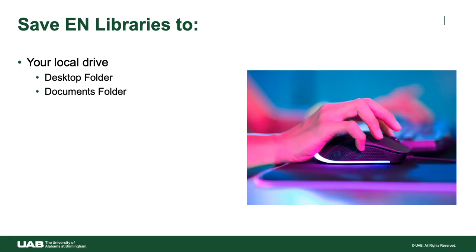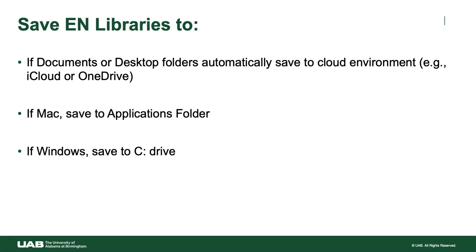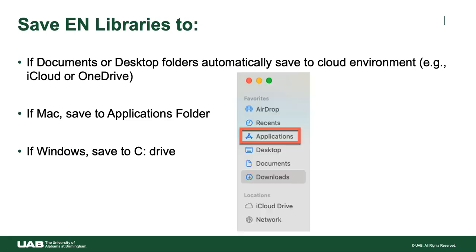Now you need to save your library to your local drive. That's often your desktop folder or your documents folder. Now if your documents or desktop folder is automatically saved to a cloud environment, for example iCloud if it's a Mac, or OneDrive if it's Windows, then you'll need to save it to an alternate location, because it needs to be on the hard drive of your computer. So if it's a Mac, you'll want to save it to your applications folder. Again, this is only if your documents folder is automatically saved to a cloud environment. And if you're on a Windows, then you'll want to save it to the C drive.